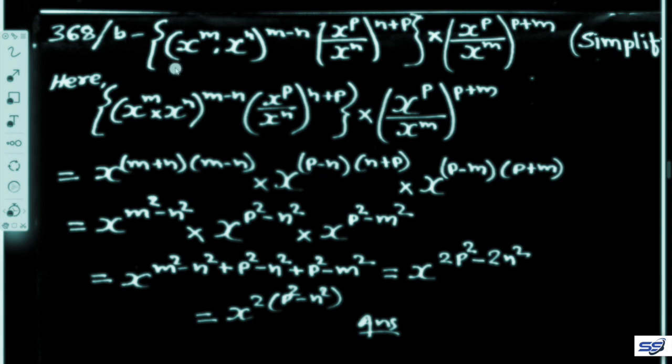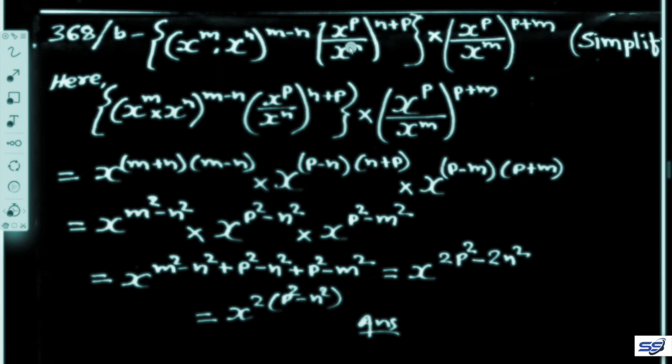See here, given us middle bracket, small bracket, in bracket given here, x to the power m into x to the power n whole to the power m minus n. In next bracket here, into x to the power p upon x to the power n whole power n plus p. Now whole is again covered by middle bracket. Multiply again here, multiply x to the power p upon x to the power m whole power p plus m.